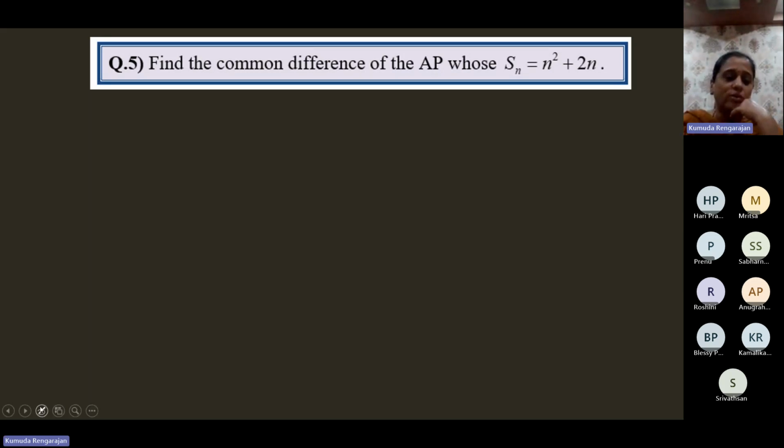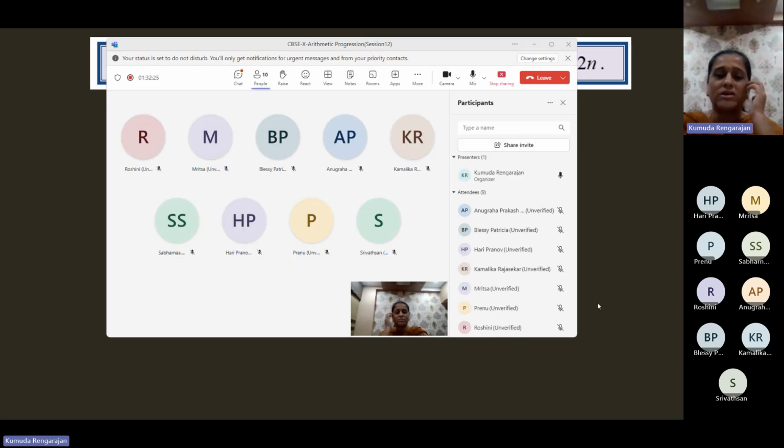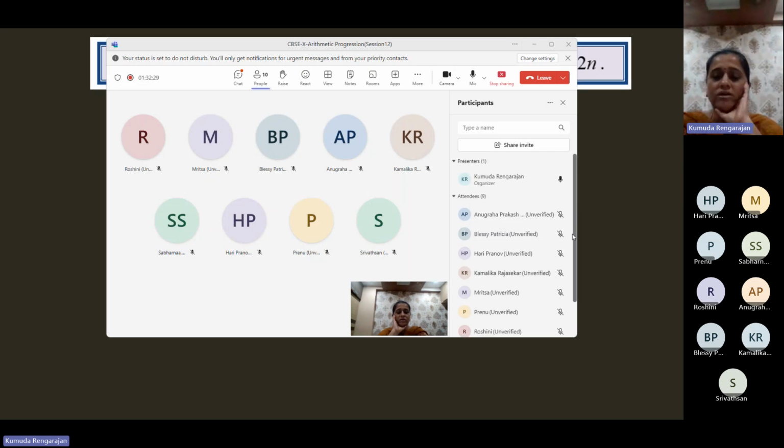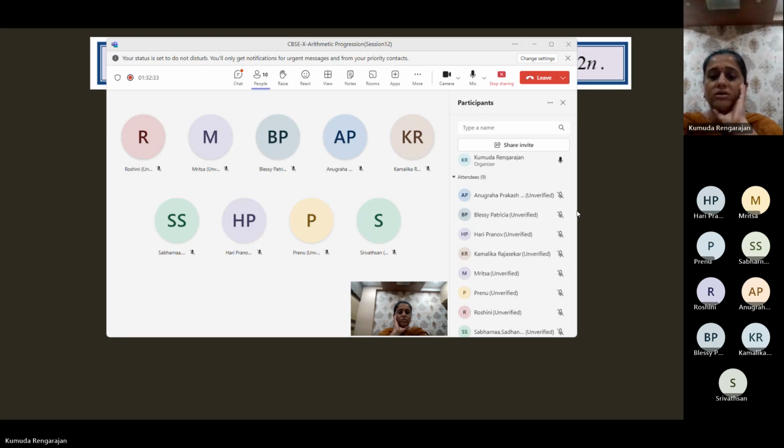So, how do we find the common difference? No, see, I can do it in detail if nobody's been able to answer this. So, please let me know. Raise your hand if you have not answered this or have forgotten how to go about the answer. Raise your hand.